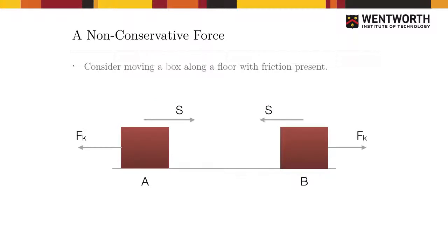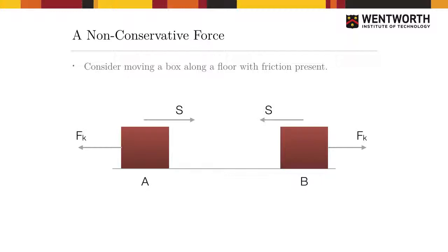Before moving on, we should address an example of a non-conservative force. Consider a box sliding across a horizontal floor from point A to point B and back to point A on a closed path. From point A to point B, the displacement vector points to the right, whereas the kinetic frictional force points to the left, opposing the motion.